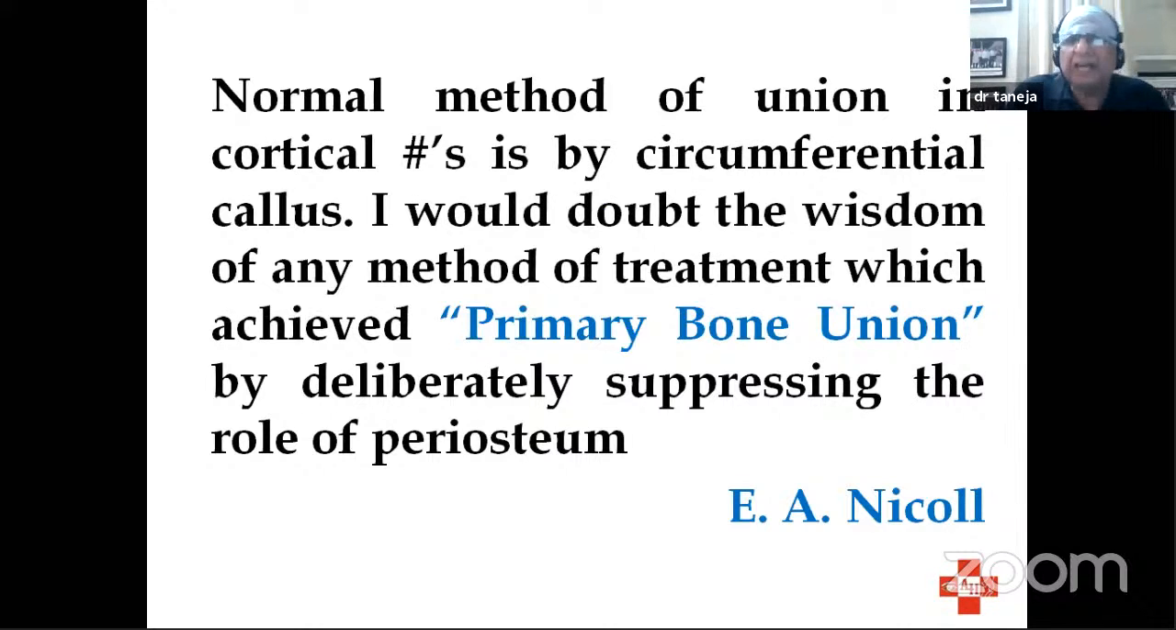One of the best articles I've read is by E.A. Nicol, who said the normal method of union in a cortical fracture is by circumferential callus. I would doubt the wisdom of any method of treatment which achieves a primary bone union by deliberately suppressing the role of periosteum. The periosteum plays a very important role. And now, of course, we do not talk about primary bone union.